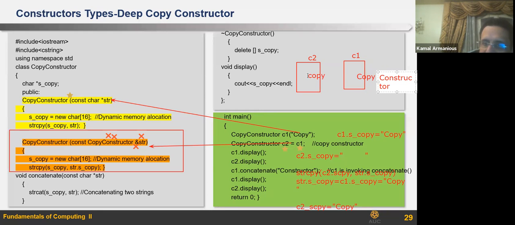طيب C1 dot concatenate constructor يبقى C1 will become copy constructor. طيب did it affect C2? No, it doesn't affect C2. يبقى C1 هيبقى copy constructor, C2 هيبقى copy بس. So this is basically deep copy constructor.